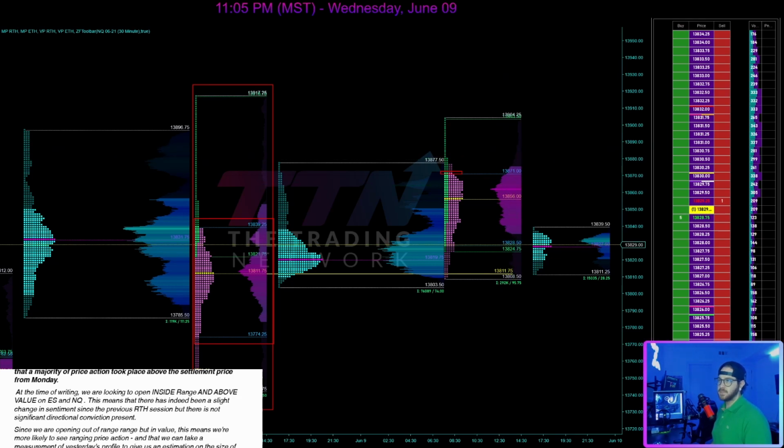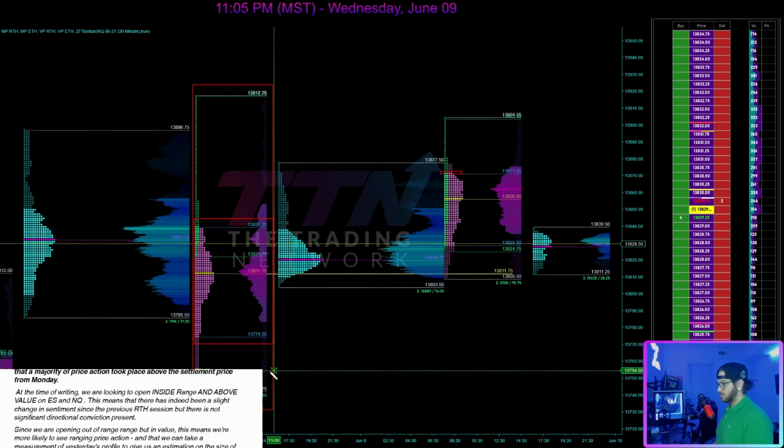So moving on into the analysis here, you can see that I say this means that there has indeed been a slight change in sentiment since the previous regular trading hour session, but there is not significant directional conviction present, okay? So since we are opening out of range but in value, as I mentioned previously, this means that we are more likely to see ranging price action and that we can take a measurement of yesterday's profile to give us an estimation of the size of today's range.